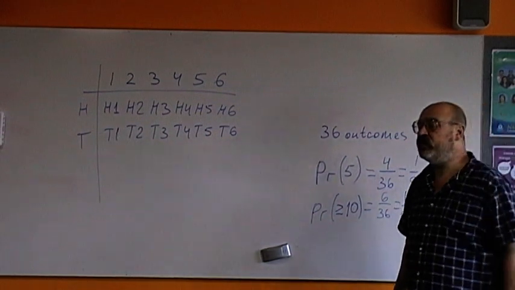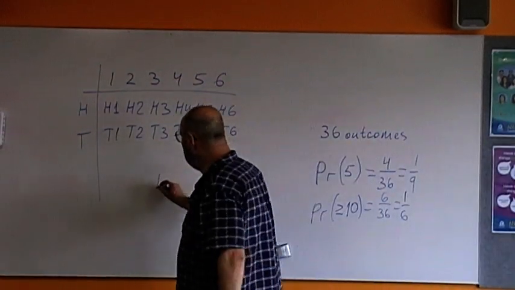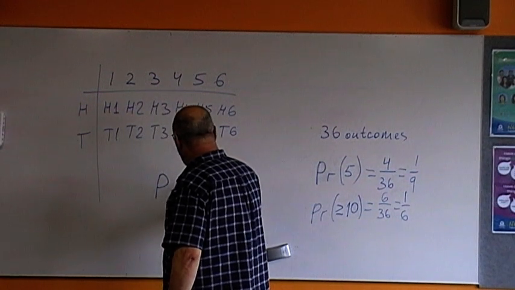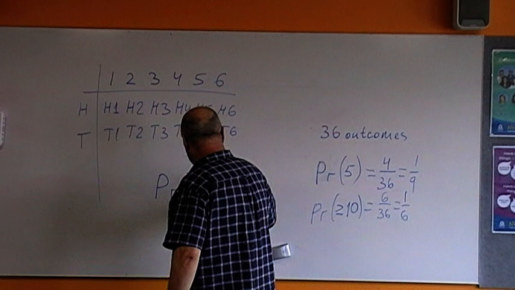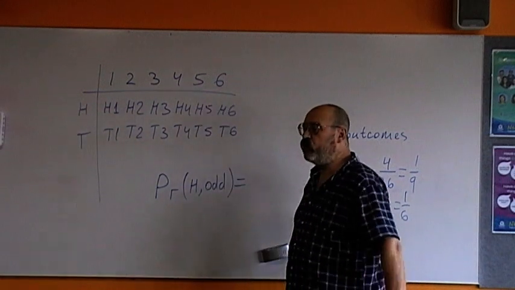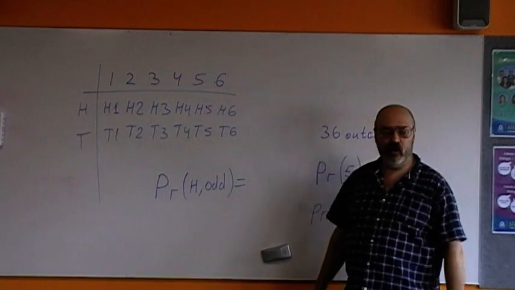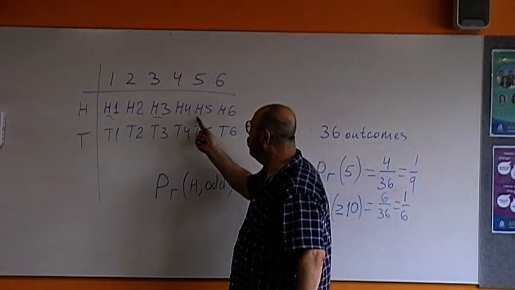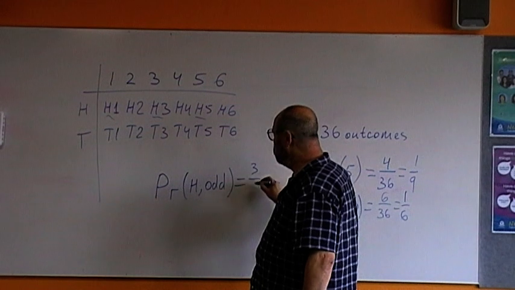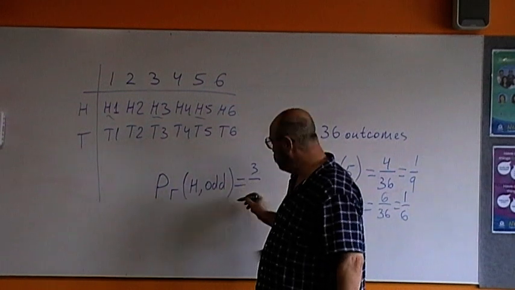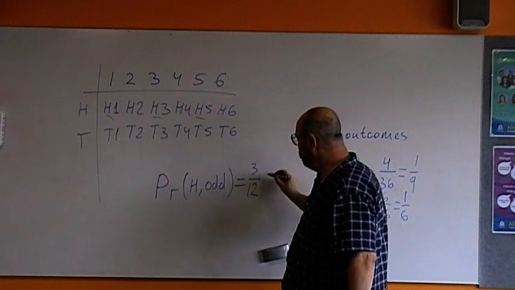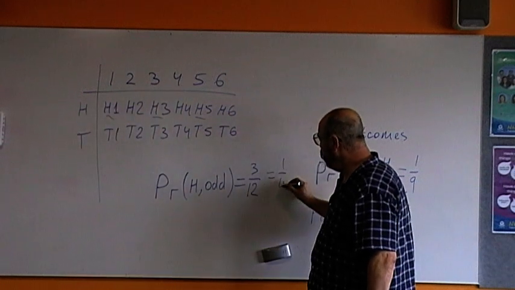So if the question is to find the probability of getting head and an odd number, how many such outcomes do we have? Head and odd number. We have 3: 1, 2, 3. Out of how many outcomes? Out of 12. So it is 1 over 4.